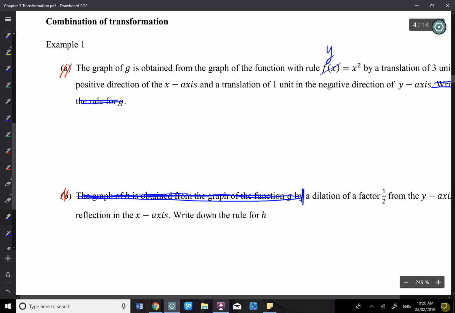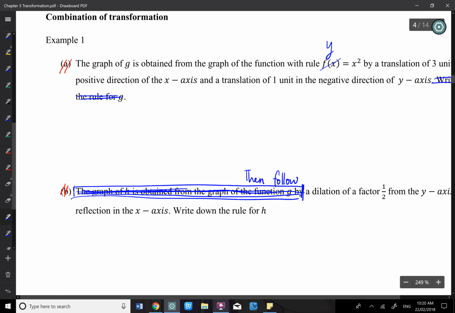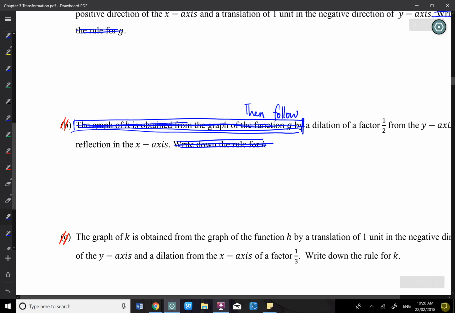until by. So I want then a dilation of factor 2 from the y-axis and a reflection in the x-axis. Write down the rule for h(x). I don't have h(x). And then again still finish at the by.